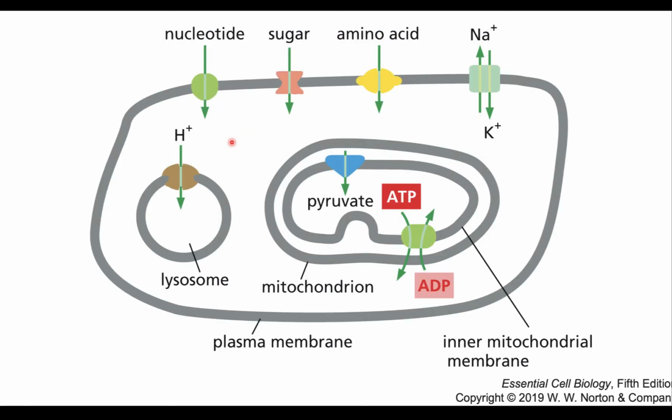So what type of things can be moved across the cell membrane? Here are some examples of things that are moved through channels and transporters in a cell. So we can see nucleotides, sugars, amino acids, ions, sugars. We can move within the mitochondrion, within the lysosome. So there is transport across the cell membrane, but also across the membranes of organelles.